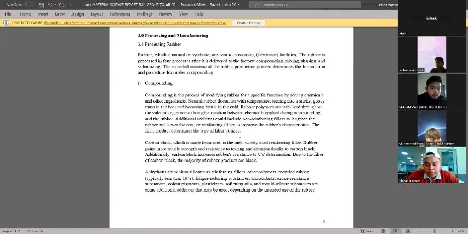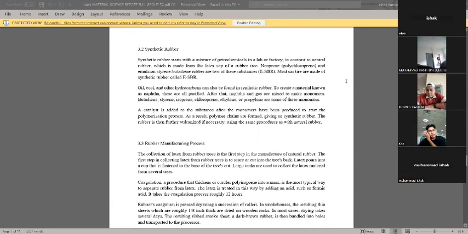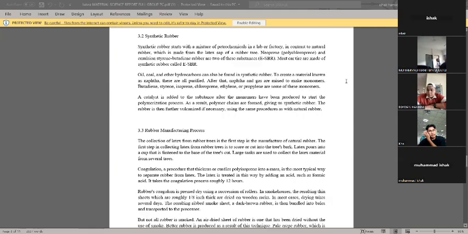And the fourth one is vulcanizing. Vulcanizing is a final stage which forms a cross connection between the rubber polymers, varying based on the needs of the finished rubber products. Synthetic rubber is actually a natural rubber mixed with petrochemicals in a lab or factory; natural rubber is made from the latex sap of a rubber tree.